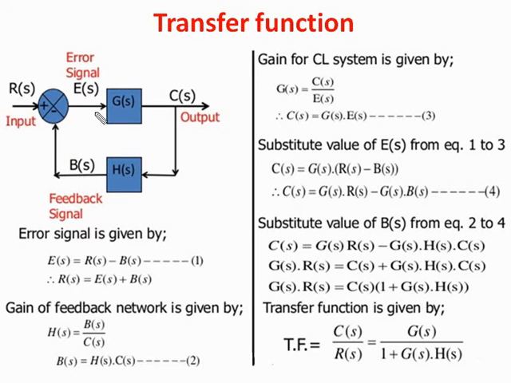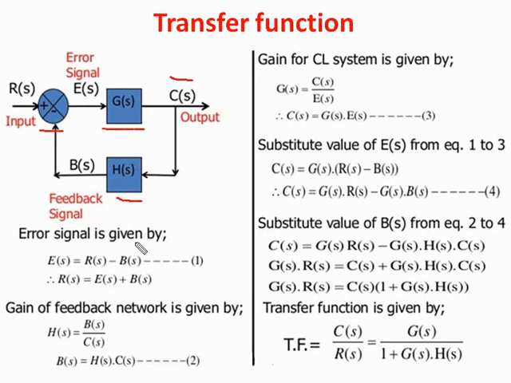Consider a closed loop system. One block is the comparator and one is the transfer function G(s). Its output is C(s), and the output is fed back through the block H(s) and compared with the input. Here R(s) is the input. By comparing R(s) and B(s), we get the error signal. This error signal acts as the input of the G(s) block, and the output of the G(s) block is C(s).